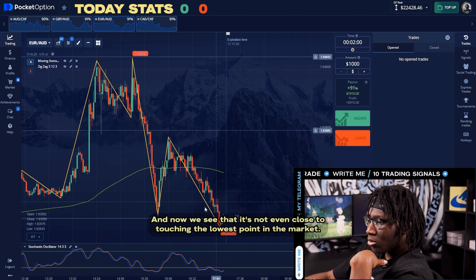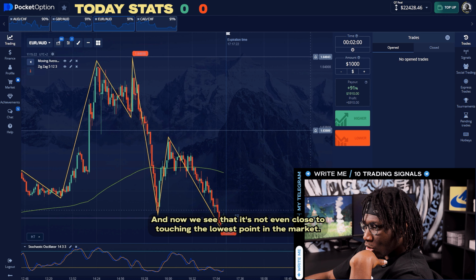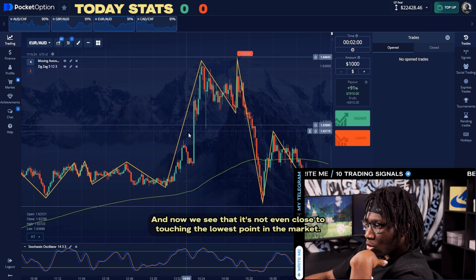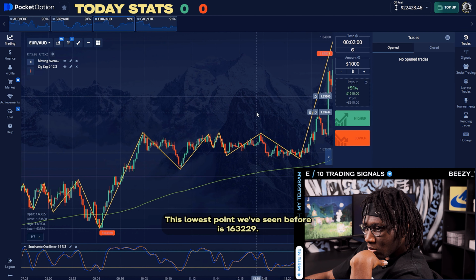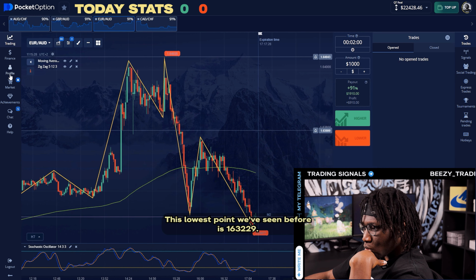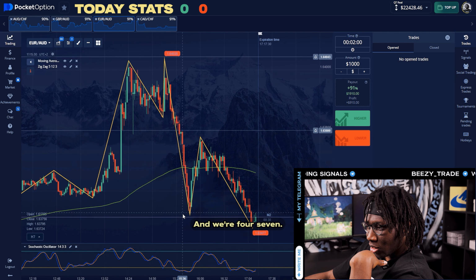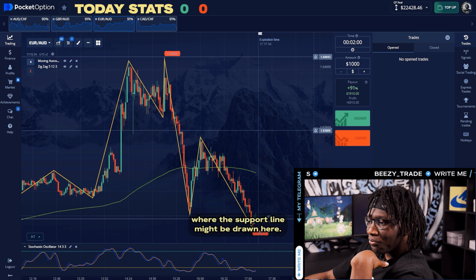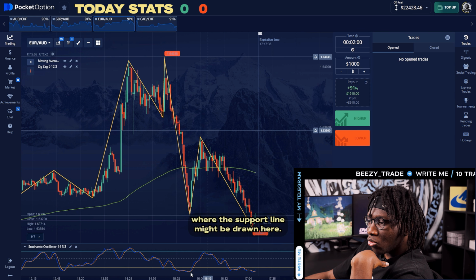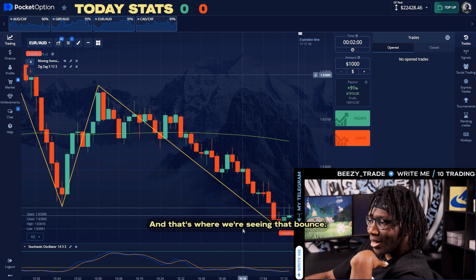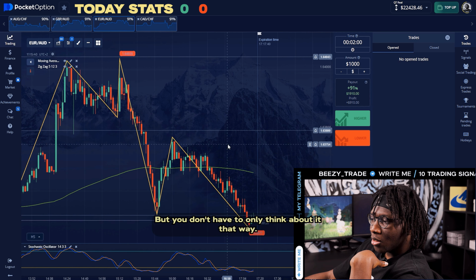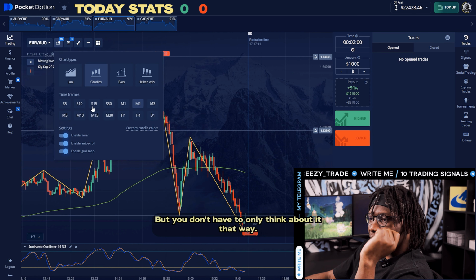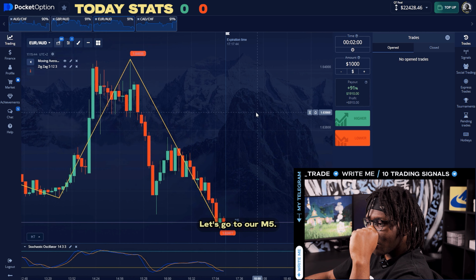And now we see that it's not even close to touching the lowest point in the market, because the lowest point we've seen before is 163.229, and we're on 4.7 right here. But if we come closer, we might see a situation where the support line might be drawn here, and that's where we're seeing that bounce. But we don't have to only think about it that way. Let's go to our M5 and let's see.